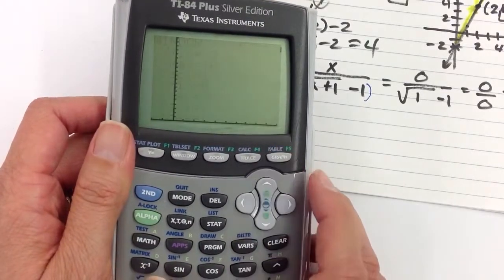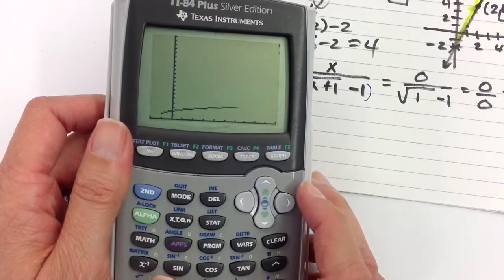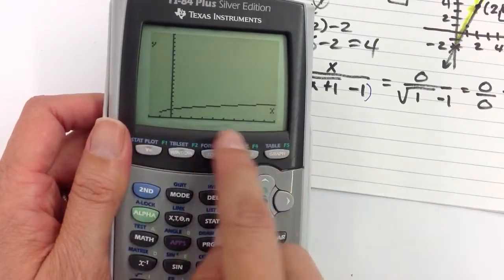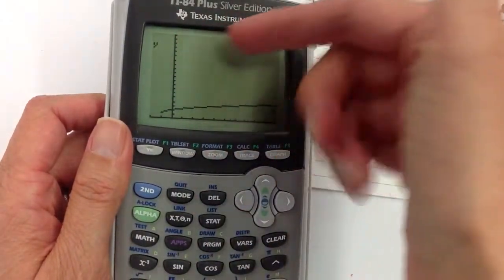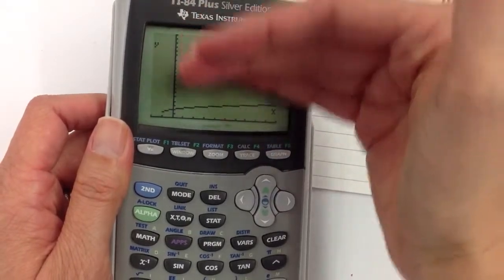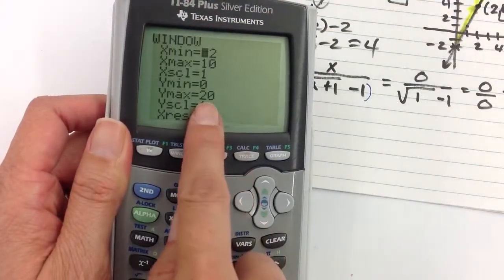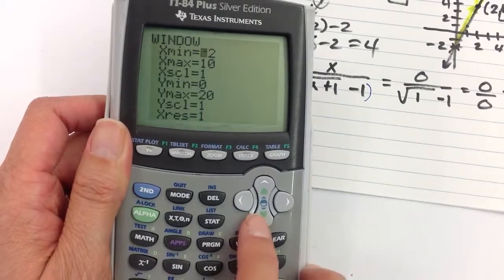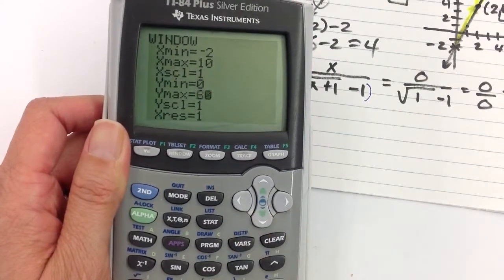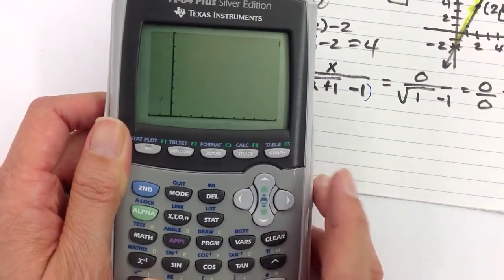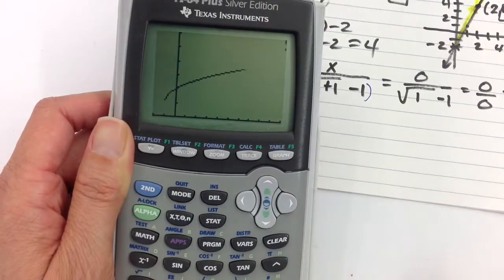And let's graph this guy. Alright, so yeah, I do get a sideways parabola, but I've got a big empty space over here, so let me bring that window down a little bit. Instead of all the way up to 20, I could probably go to 5 or 6. And then make it nicer. So that's a better graph, right?